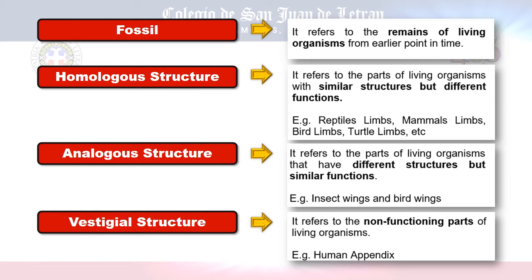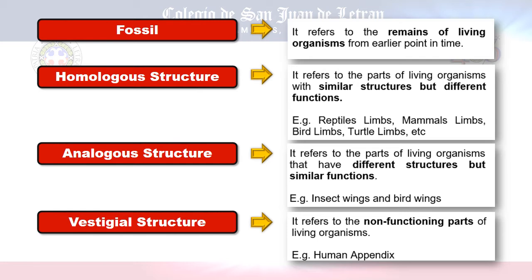Next in line, analogous structure. Analogous structure refers to the similarity of function and superficial resemblance of structures that have different origins. Examples are insect wings and bird wings.